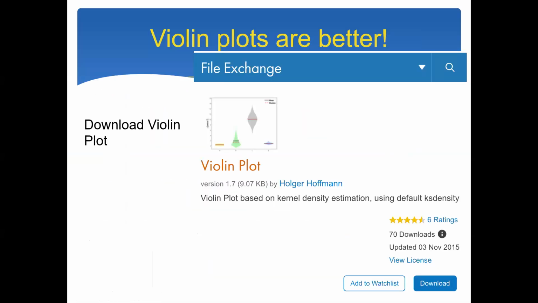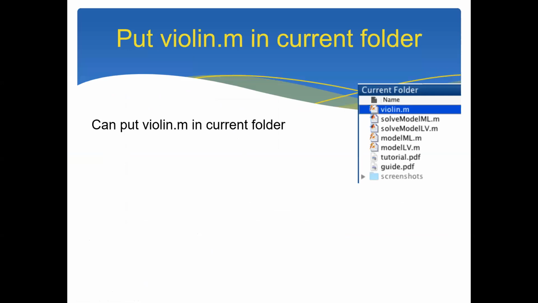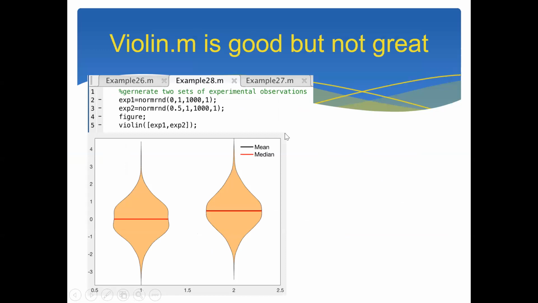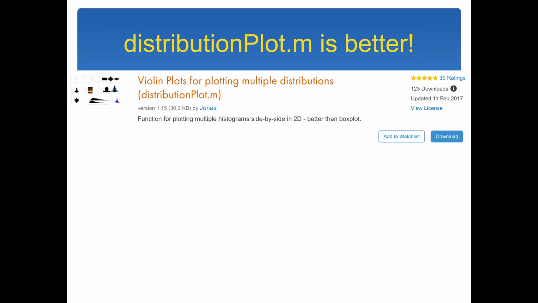So this is a package we downloaded and put in the current folder. Make sure you put it in the right folder you are working in, otherwise you cannot locate this file. Then plot it, so we'll have a violin distribution. Another package is called distribution plot, and this similarly plots the violin distribution, but has more options to adjust the plot.